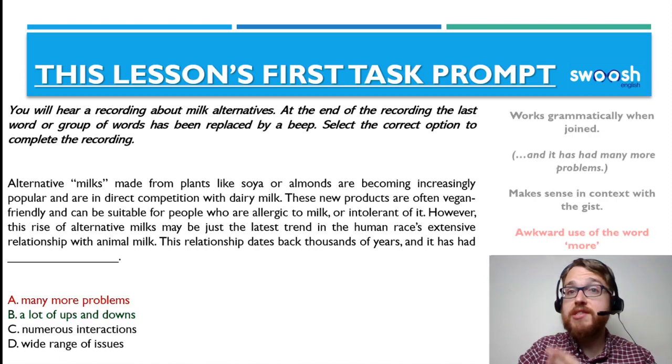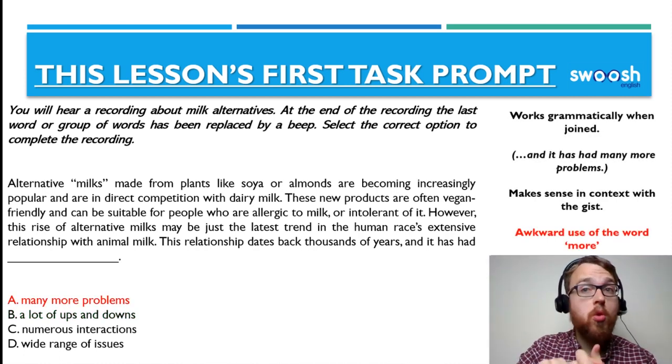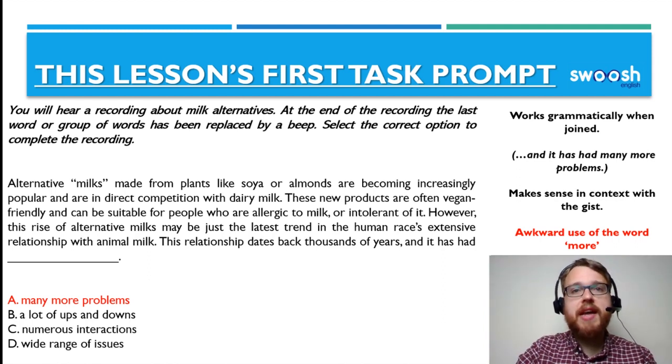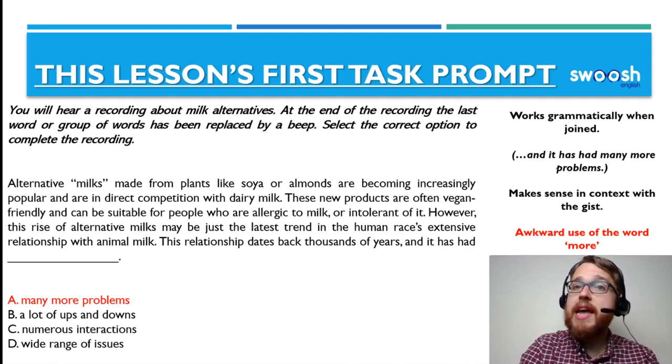All right. Now let's see about why answer A was not correct. So even though A does work grammatically when joined, this relationship dates back thousands of years and it has had many more problems. It also makes sense in context with the gist, but there's just an awkward use of the word more. Has many more problems.